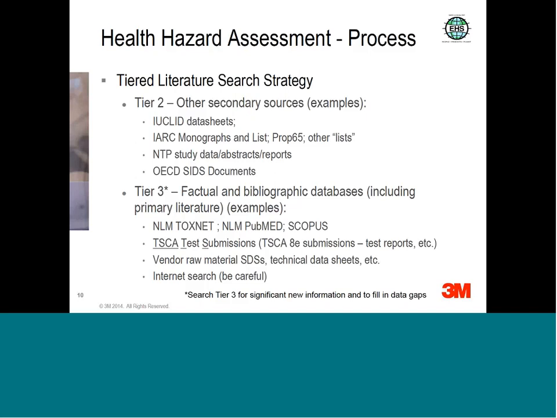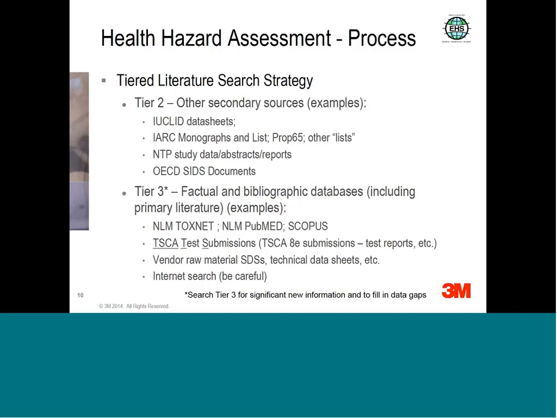And these are TSCA 8(e) submissions. And again, these are a wealth of information. These are not peer-reviewed. These are study reports, et cetera, that are submitted by companies for 8(e) submissions. But again, it's a wealth of data, just like that ECHA database.